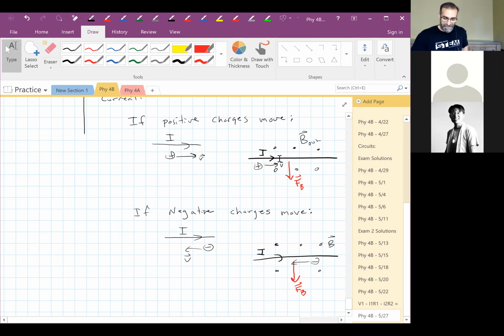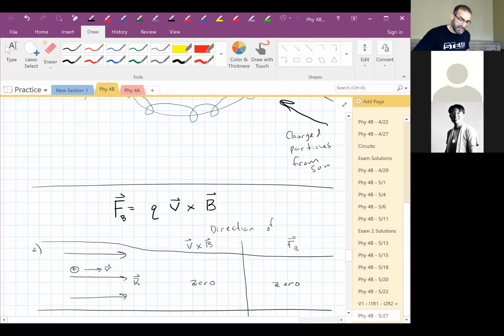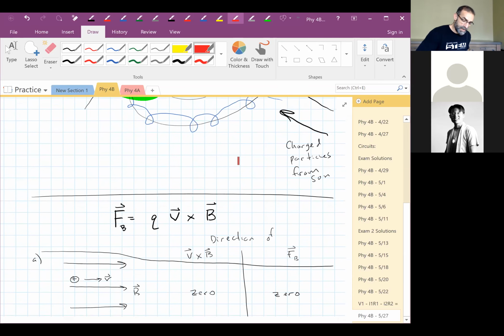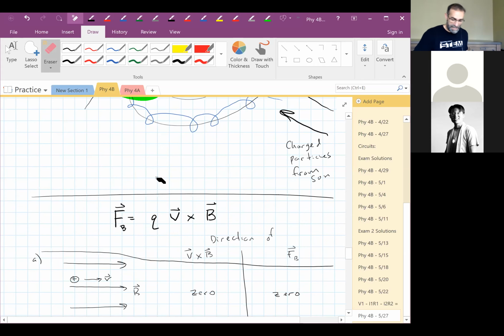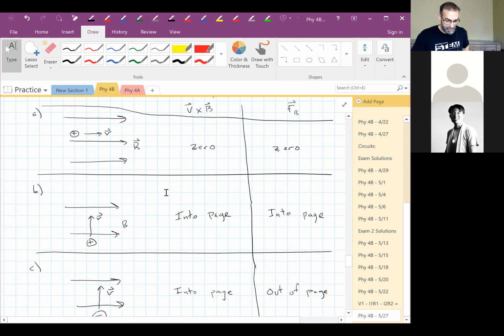You could actually use your left hand for negative charges, but there are a lot of right hand rules to keep track of. So I think it's simpler just to look at the equation and say, I've got a cross product. I always use my right hand for a cross product no matter what. And then, oh, Q is negative, that flips it 180. But if you like to use your left hand for a negative charge, that does work.